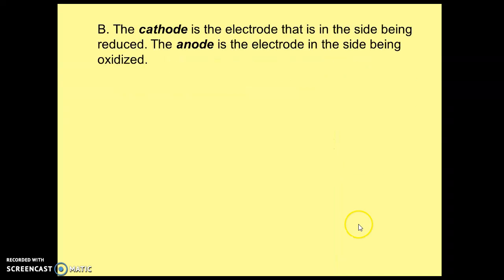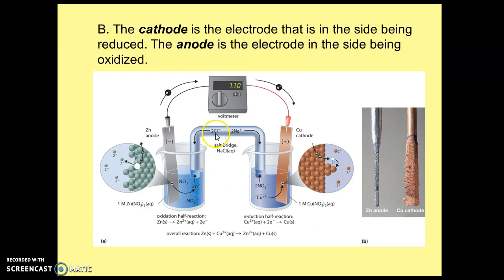Okay, now we have special names for these electrodes. We call them the cathode. This is the electrode that is in the side being reduced, so this would be our cathode, where the reduction is happening, and the anode is in the side of the oxidizing reaction.